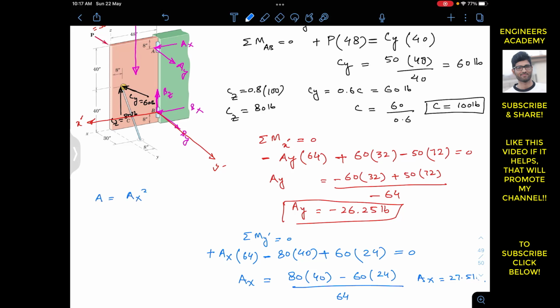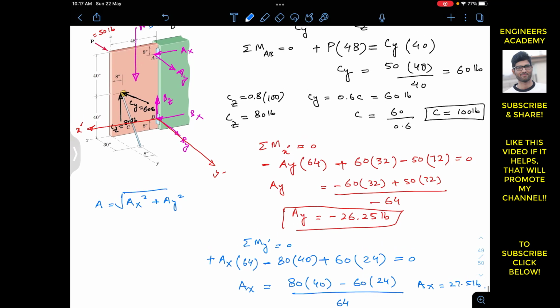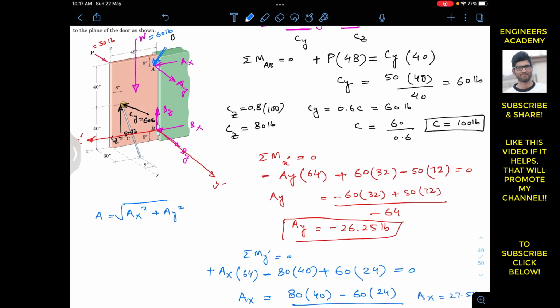equal to Ax square plus Ay square, and this resultant reaction will lie in the xy plane, like this, right? So this is that reaction which will be the summation of Ax and Ay. So if we add Ax and Ay, it must be acting in this direction, and its magnitude will be Ax square plus Ay square.